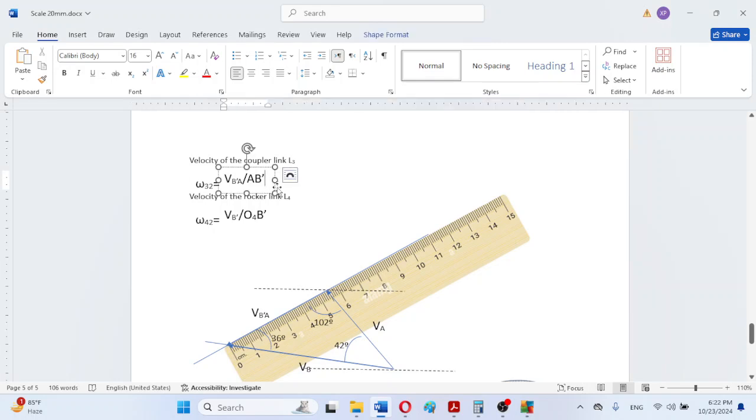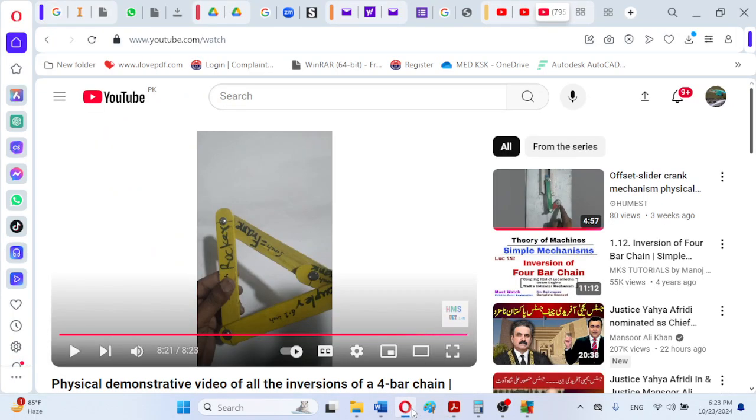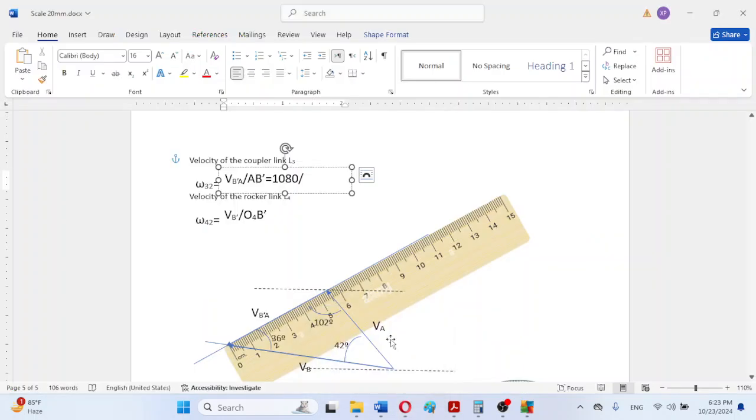So we can type that omega B dash A is equal to 1080, divided by the AB length, which is given in the statement of the problem as 120 millimeter. In this way we can divide it by 120.